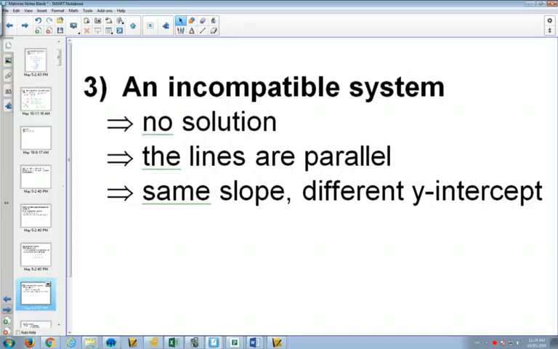And finally, there's the possibility that you have no solution. In other words, you have two lines with the same slope but different y-intercepts. In other words, they're parallel, and those two parallel lines will never intersect, and so you'll have no solution.